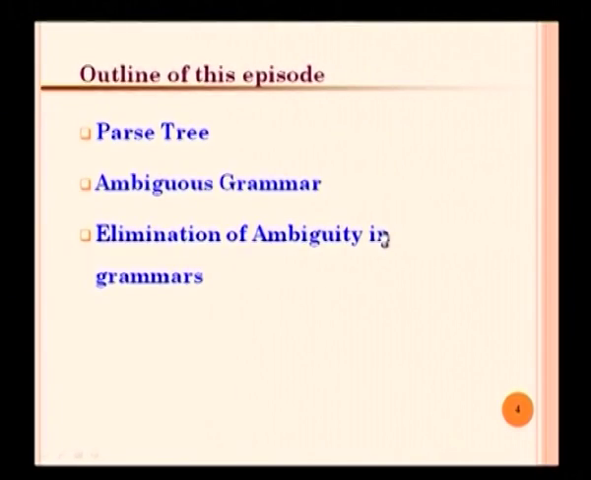As far as this episode is concerned, we have the definition for parse tree and how a parse tree is constructed given a grammar as well as a string which is part of the language of the grammar. Followed by that, we have ambiguous grammar, that is, when we call a grammar ambiguous, and then the elimination of the ambiguity of a grammar. Suppose the given grammar is ambiguous, how do you come up with a grammar which is equivalent to that, but at the same time unambiguous? These are the things we are going to cover in this episode.